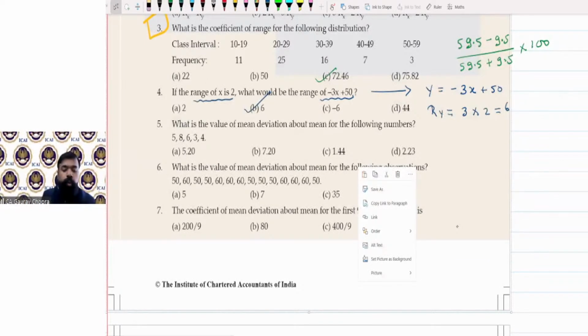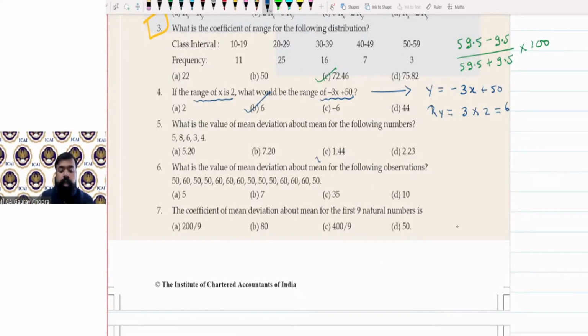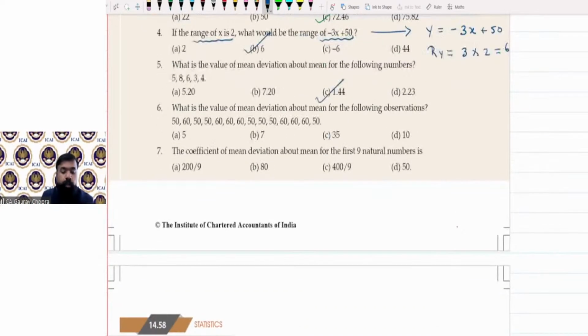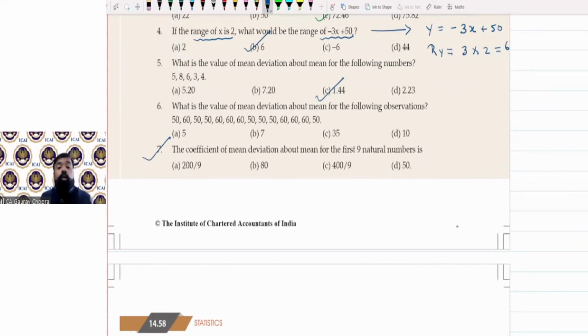Then the fifth one, we have covered it in the examples. The answer was 1.44. This we have done. Now let's do this seventh one. The coefficient of mean deviation about mean for first 9 natural numbers. This we have to do now.